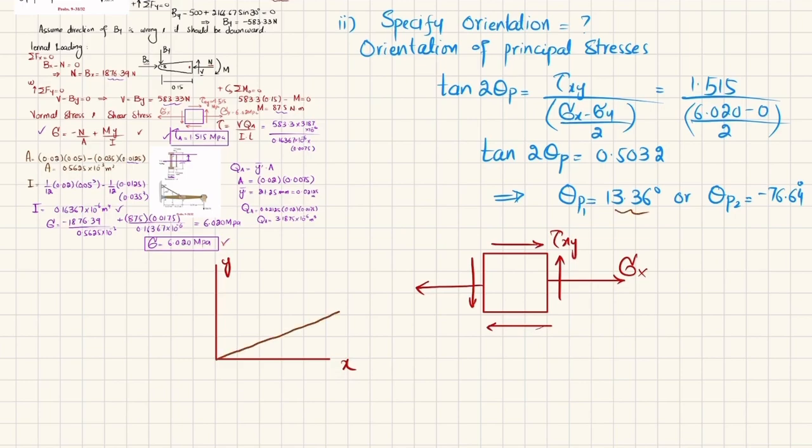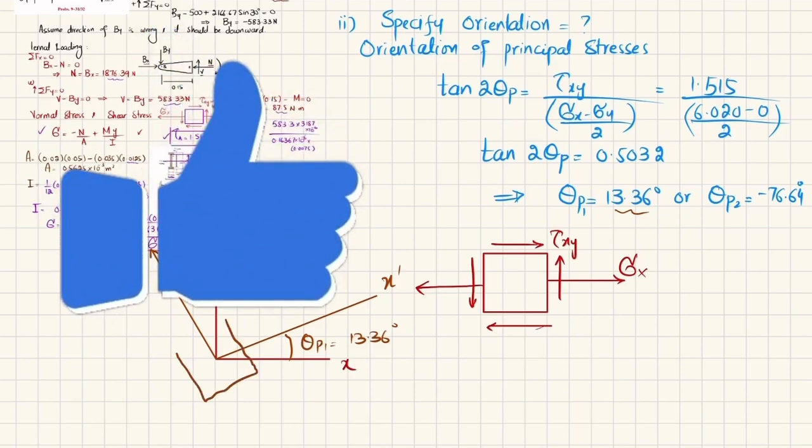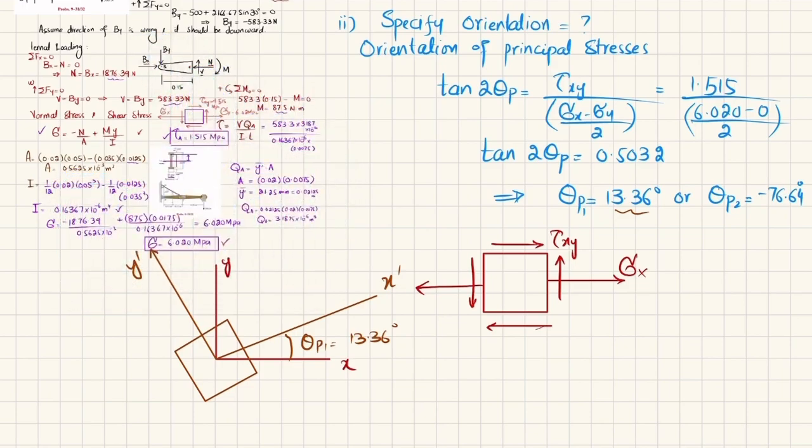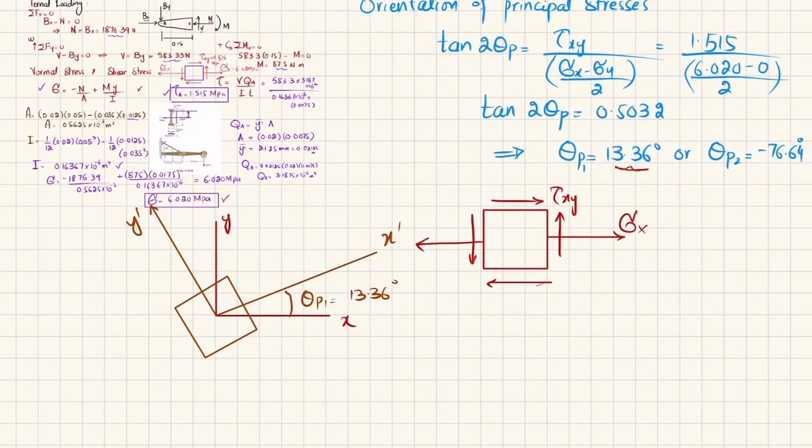So theta is 13.36, which is positive. So it means that this is counterclockwise. So your new transformed axis, this is theta p1 is 13.36, will be this one, and this will be your new y dash axis. And when you draw the element like this, clear? So normal sigma 1 will be... now we do not know whether on this theta p1 what will be the value of stress. So what we will do is, let me do it as well.